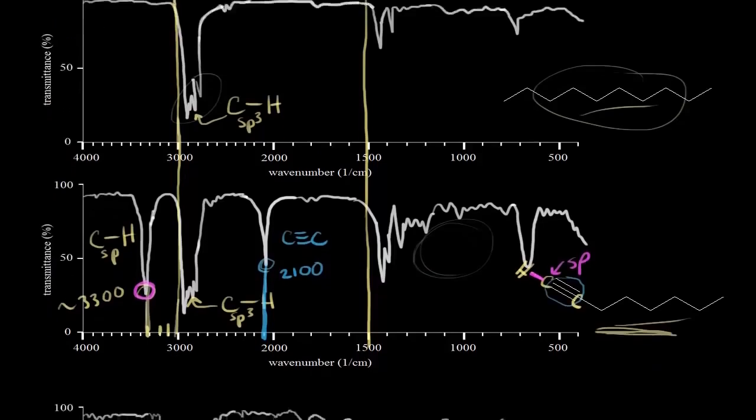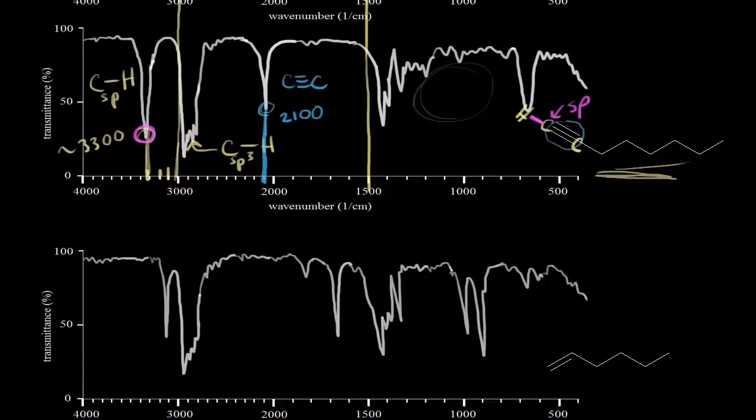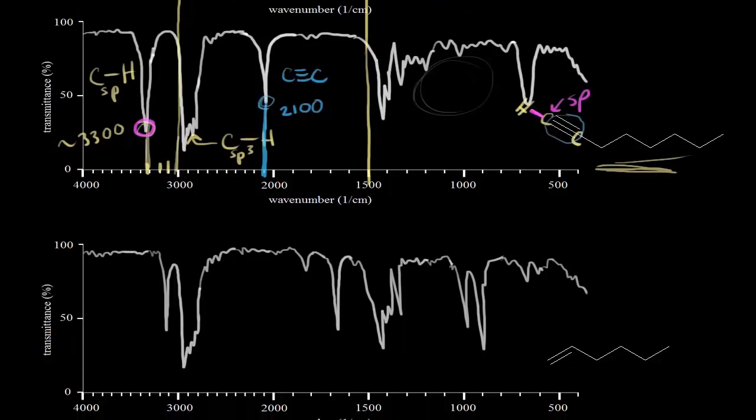Let's look at one more here, and let's compare these two. So now we have a spectrum for an alkene. Here we have 1-hexene, and let's see if we can analyze this one. We're going to do the same thing. We're going to draw a line around 1,500, and we're going to draw a line around 3,000. And let's analyze this one. We know what this one's talking about. We know this is talking about a carbon-hydrogen where the carbon is sp3 hybridized.